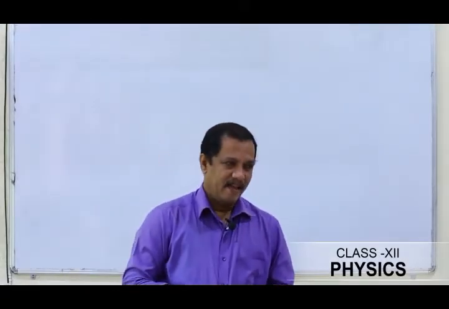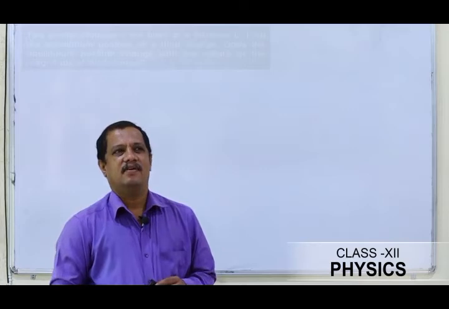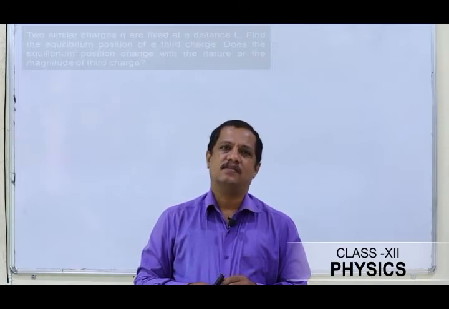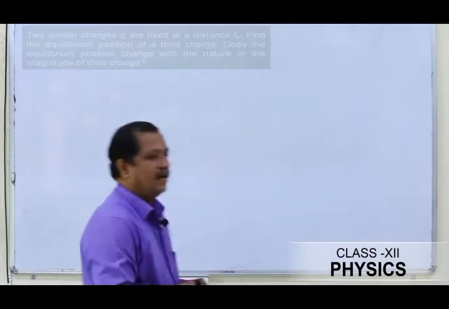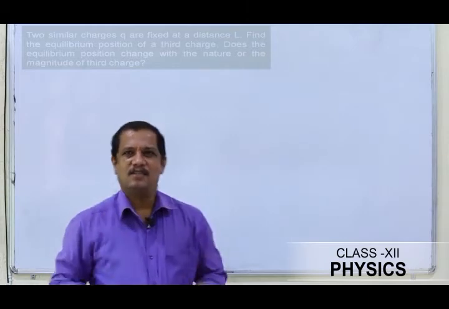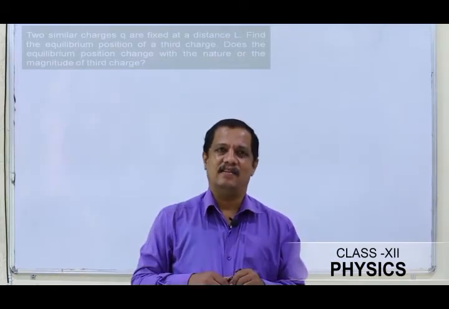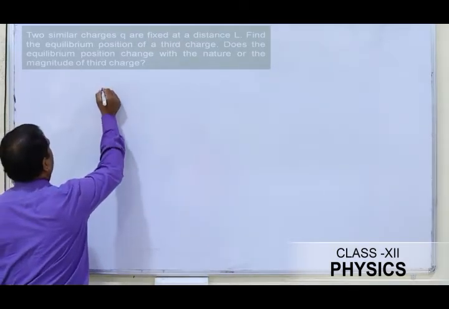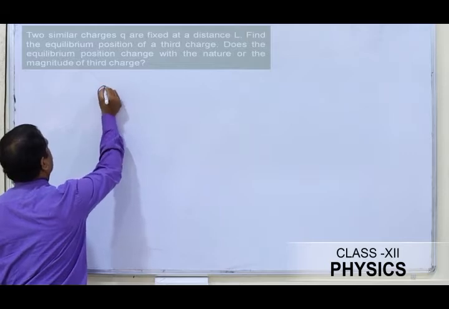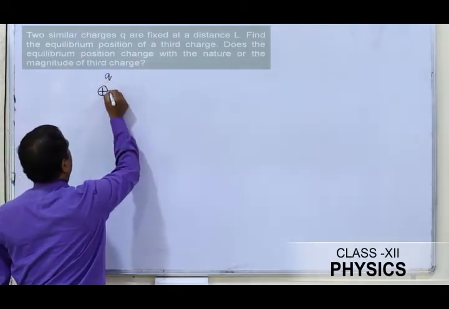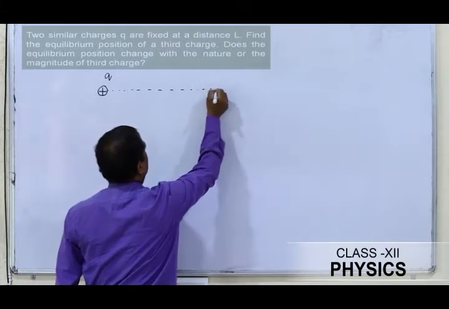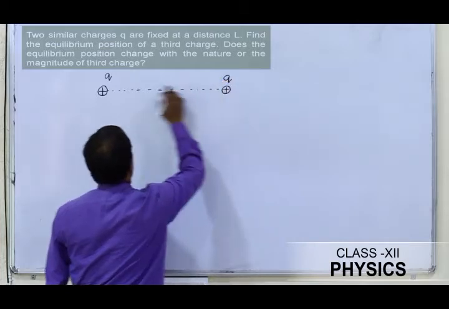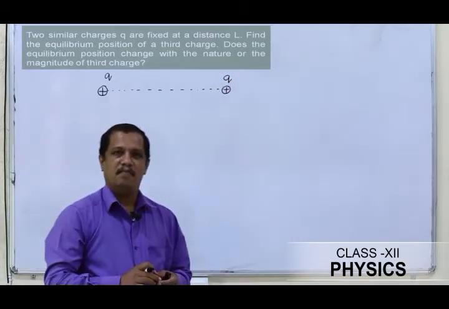Dear students, today we are going to have a look at the concept of equilibrium of charges. At the very outset, let us say that we have 2 point charges of equal magnitude and of the same sign placed some distance apart like this. Say this is a charge Q and another charge is here. This charge is also Q, and both the charges are of the same magnitude.